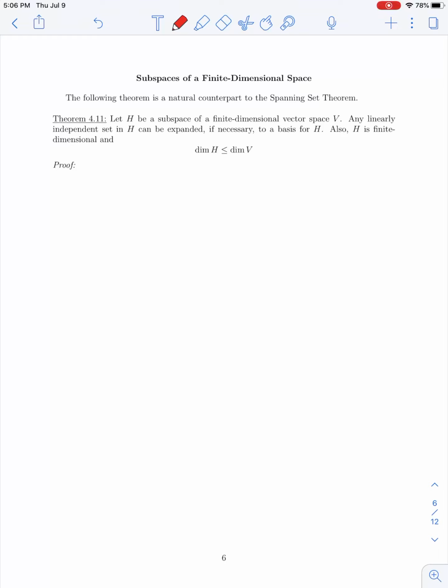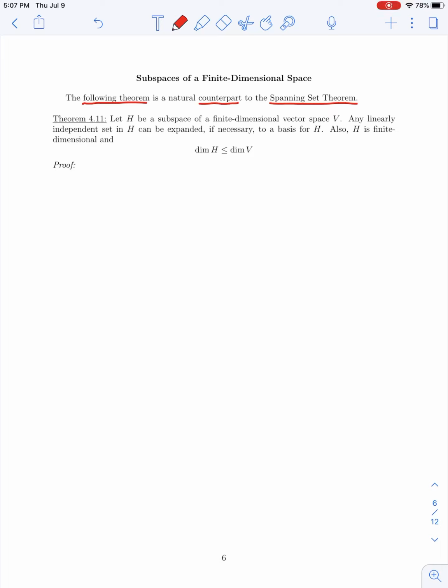All right, in this lecture we're going to finish the section 4.5 material on the dimension of a vector space. And the second half of our section deals with subspaces of a finite dimensional space. So we'll start this lecture by presenting a couple of theorems, the first of which is considered a counterpart to the spanning set theorem.